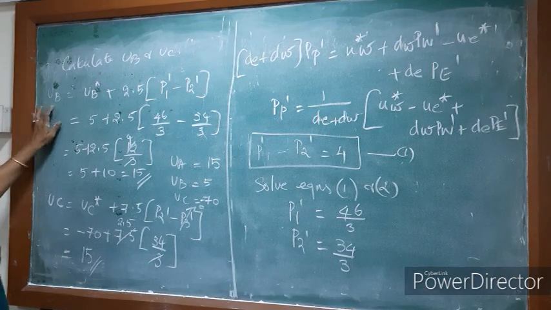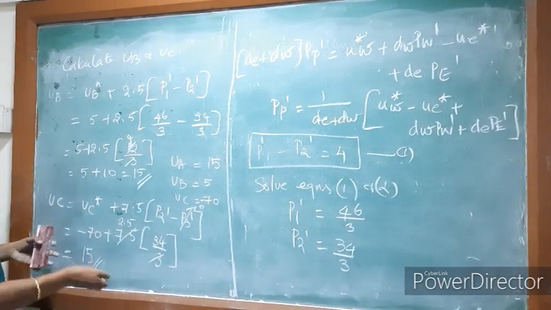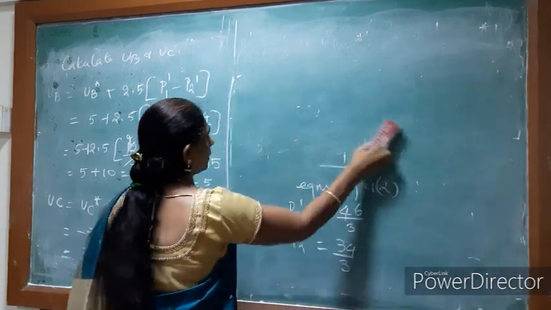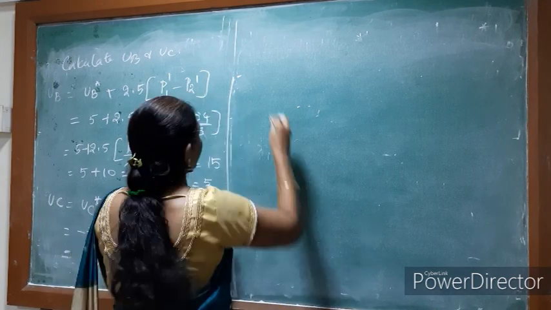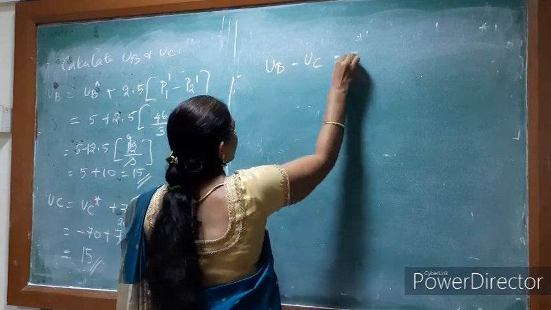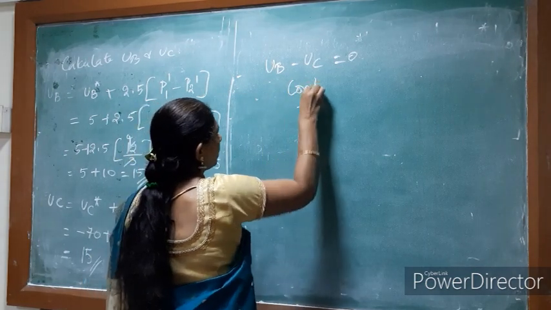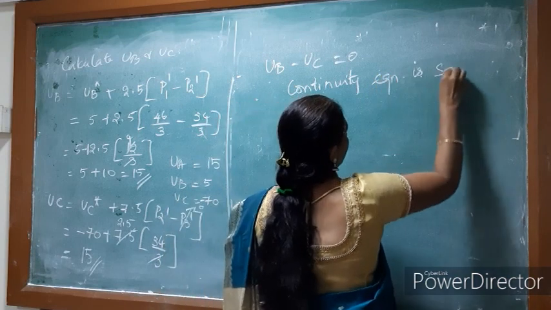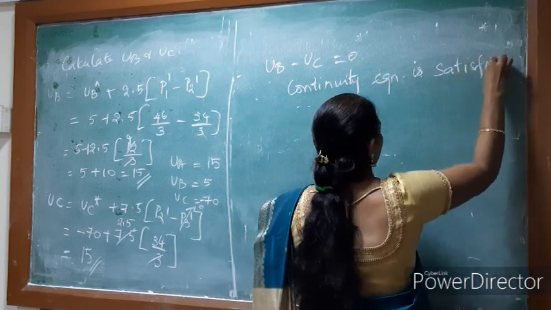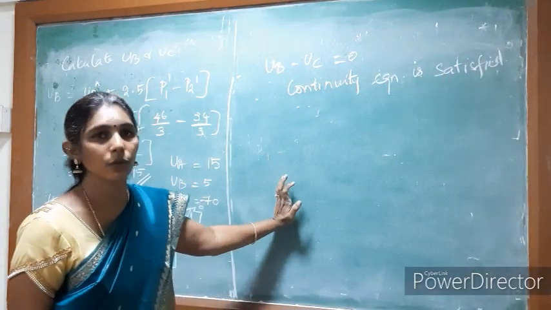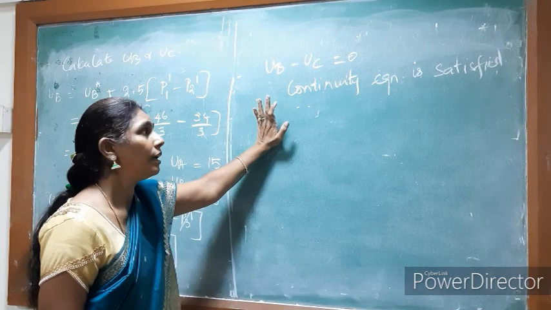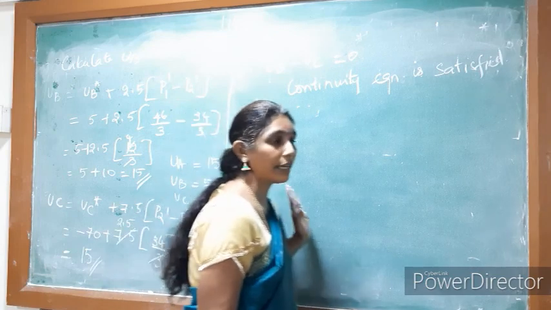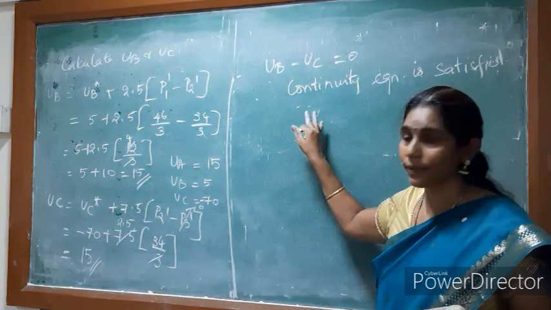Now you can see that the velocity at point B as well as point C are equal, which means UB equals UC. So that is again UB minus UC equals 0. Therefore, continuity equation is satisfied. Right? So do we have to proceed further? No. We have seen that for the guessed values and for the corrected values of pressure, again when you find out the U, that is UB and UC, you understand that the continuity equation is satisfied. So this will be a final value.